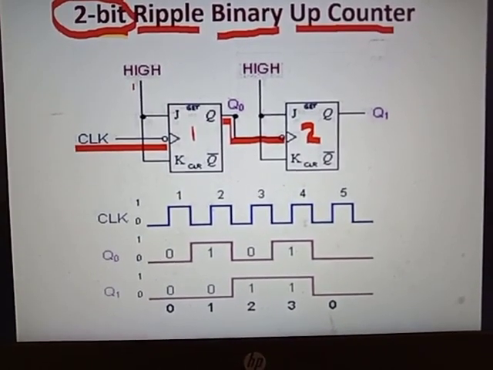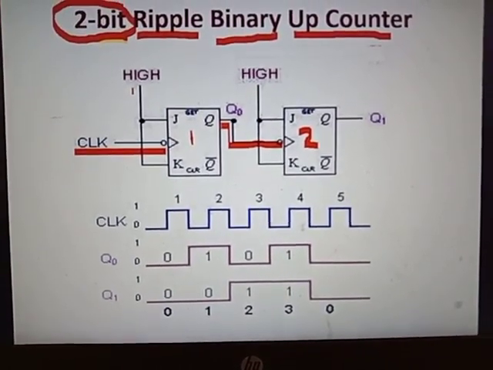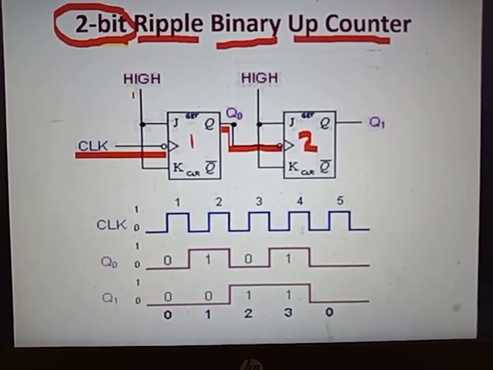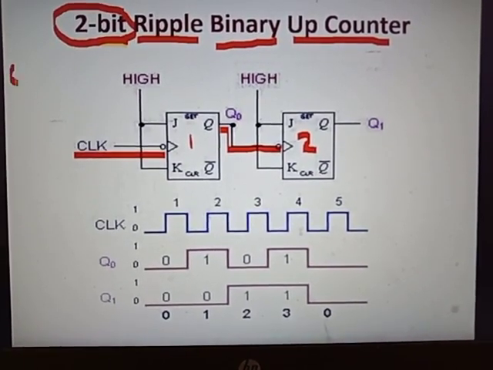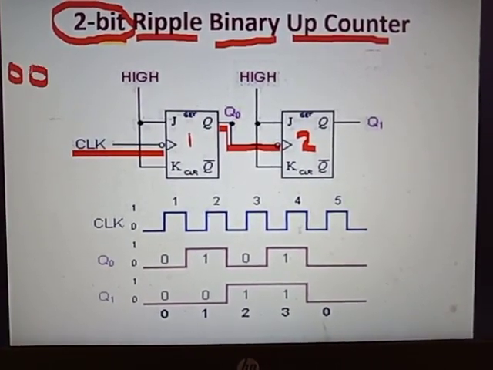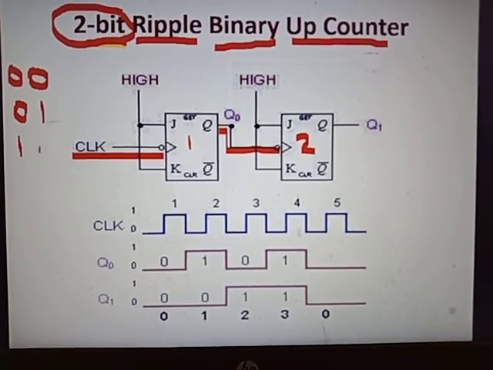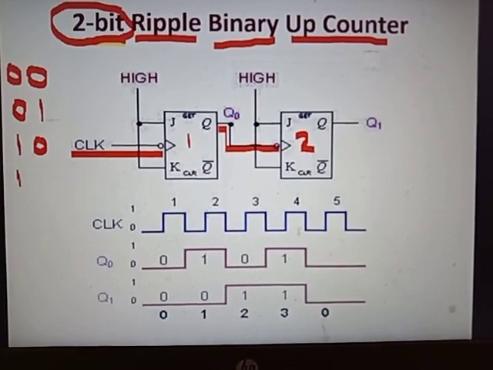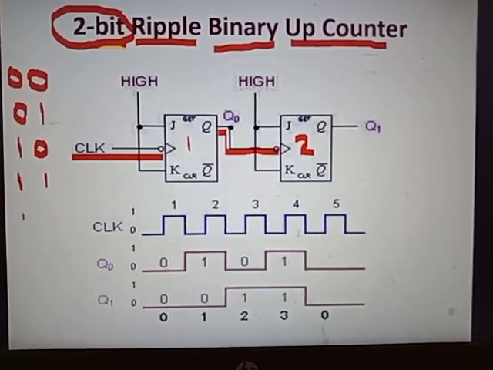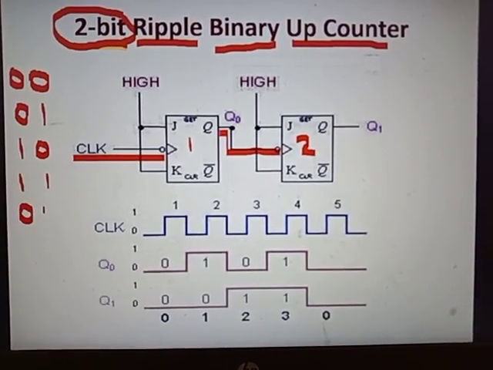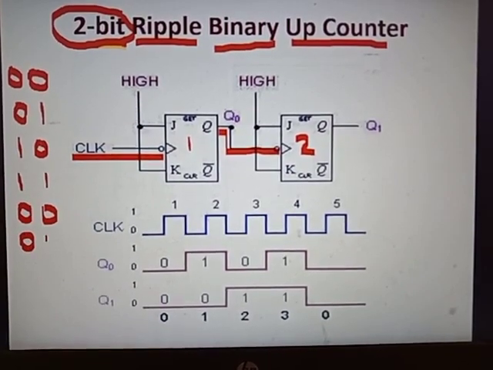What happens when I connect J and K to a high value? That means it is going to act as a toggle counter, correct? Now, why do you require it like this? Suppose for example, assume that in this case it has to count 00, then 01, it has to count 10, and then it has to count 11. After that again it has to count from the beginning, 00, 01, 10, etc.